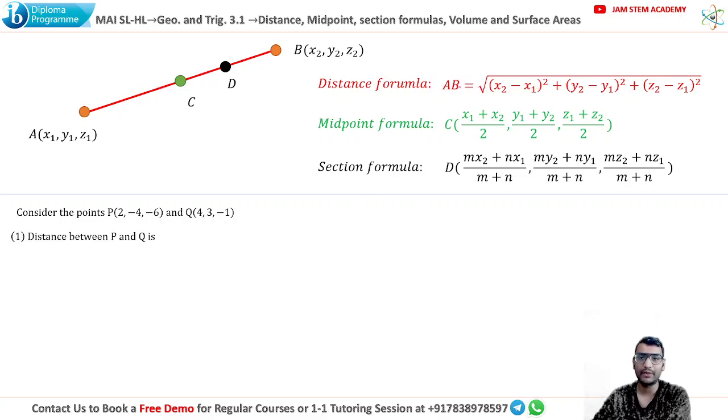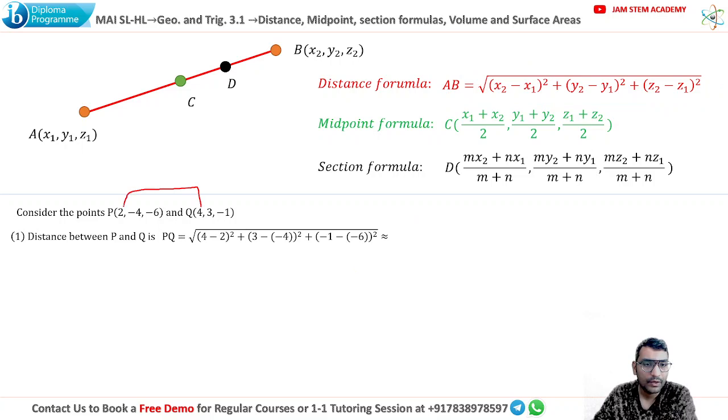So PQ will be given by, plug in those values here. It will be the square root of (4 minus 2) whole squared plus (3 minus of -4) whole squared and then (-1 minus of -6) whole squared. After simplifying these, it comes out as 8.83 units.